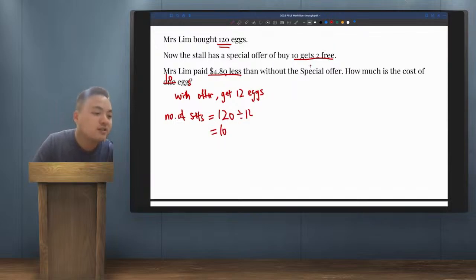One set is buy 10, then you get 2 free. So she needs to buy 10 sets of buy 10 get 2 free. So 10 sets, every set she buys 10. So in total she only paid for 100 eggs. The price of 100 eggs.